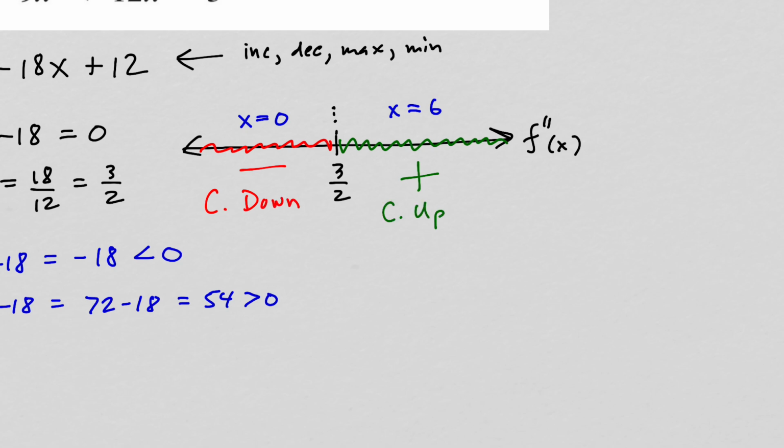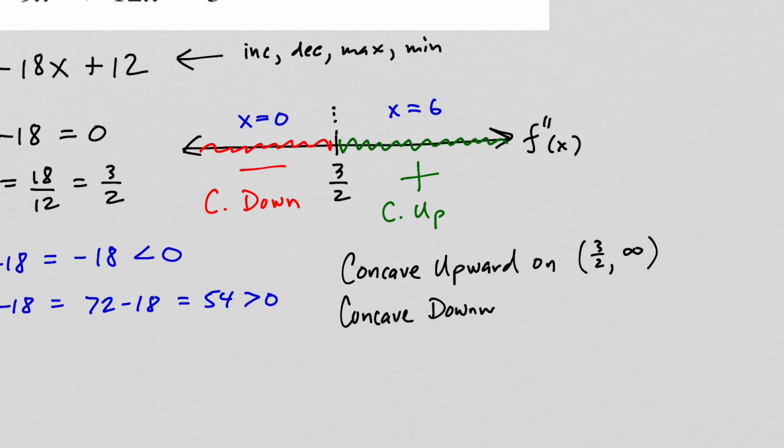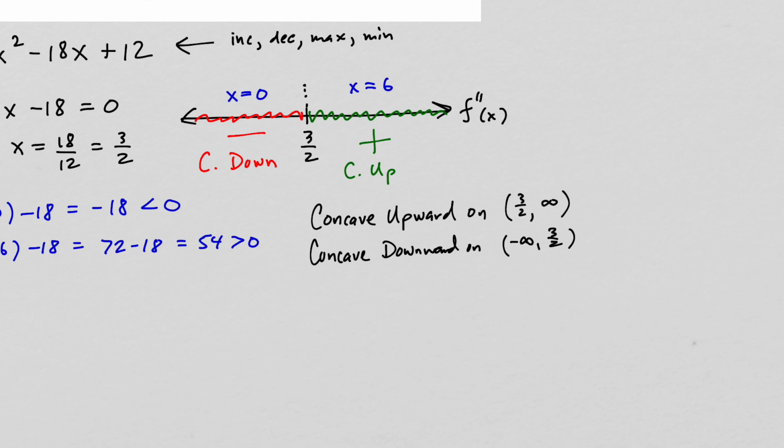And for the second derivative, remember, where it's negative is where it's concave down, and where it's positive is where it's concave up. So the intervals of concavity, we will just say it is concave up or upward on the interval from 3/2 to infinity, and it is concave downward on the interval from negative infinity up to 3/2. Furthermore, we do have an inflection point, because since it changes from being concave down to concave up at 3/2, that point on the graph is an inflection point.